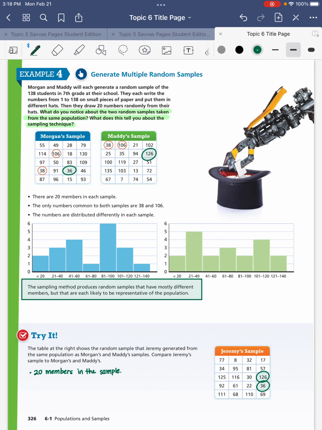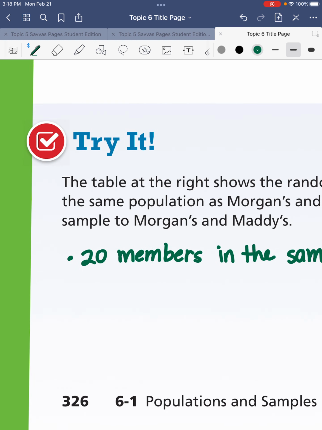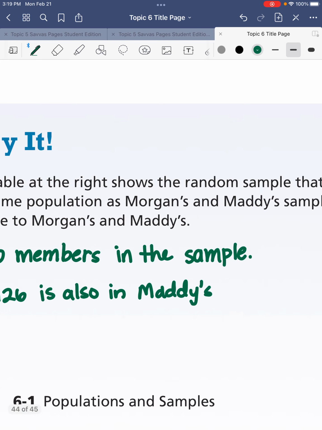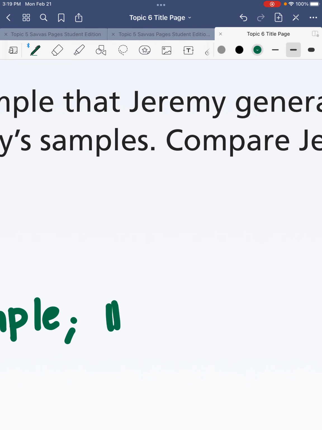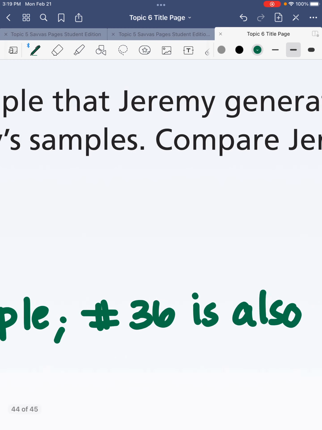Okay, so let's talk about that. So we know that number 126 is also in Maddie's sample. Okay, we also know that number 36 is also in Morgan's sample.